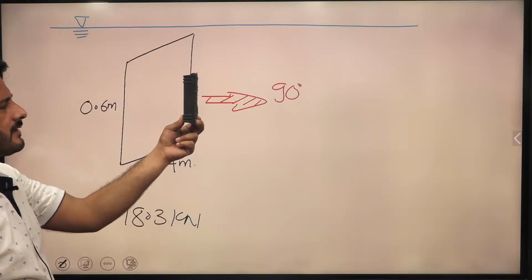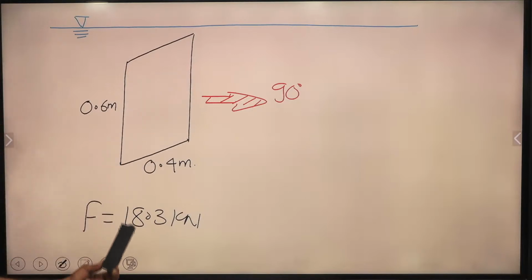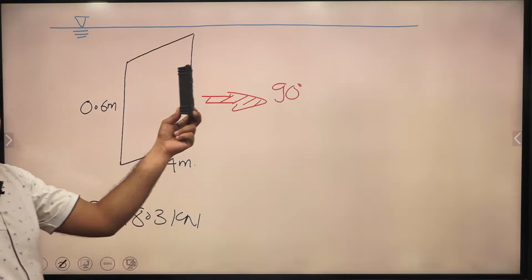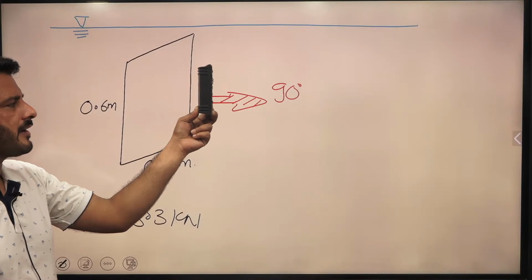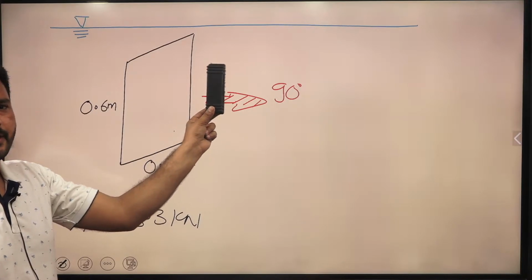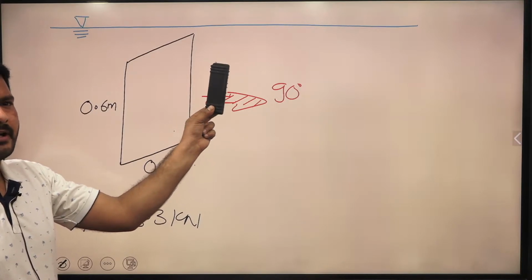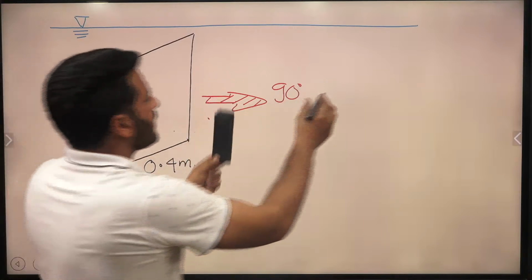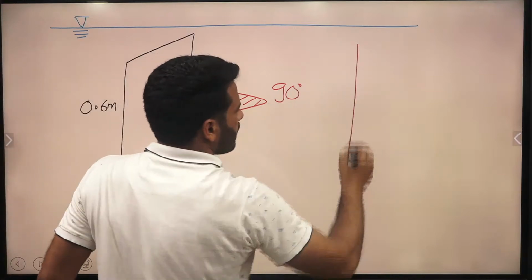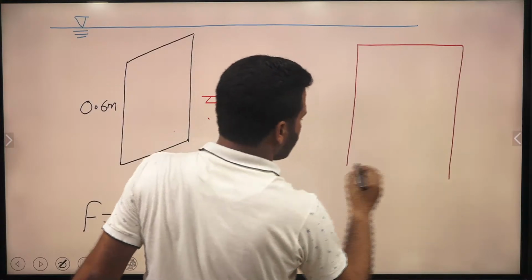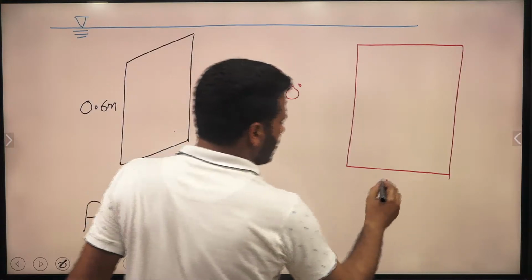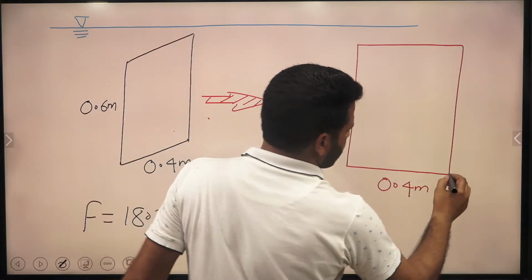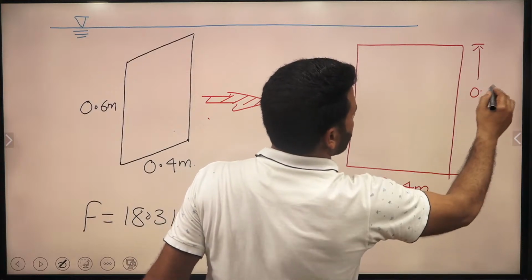Now he's saying the hydrostatic force acting on this one is 18.3 kilonewton. In the second condition, he says just turn it by 90 degree. So I'm turning it by 90 degree. After the 90 degree turn, the plate looks like this in 2D. This value is 0.4 meter, and from here whole up to here is your 0.6 meter.